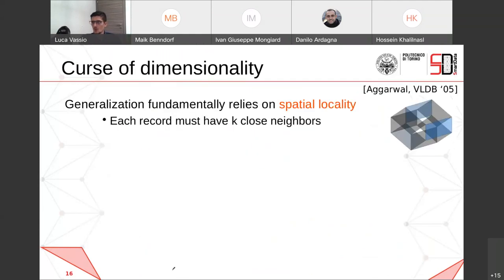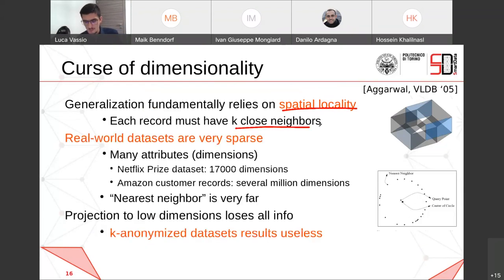Okay, what is one of the problems of k-anonymity? The problem is that the generalization relies on spatial locality. So in order to generalize, each record must have K close neighbors. Because if it doesn't, and this is the problem, real-world datasets are very sparse, and so you don't have K close neighbors, then what happens is that you have to generalize too much.